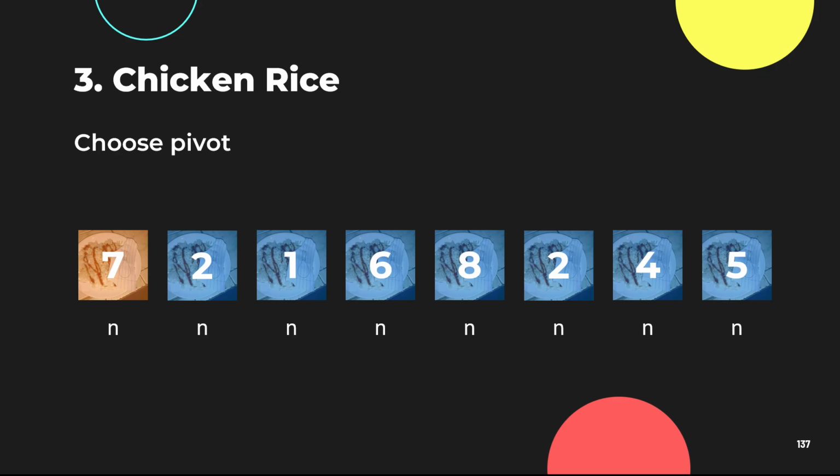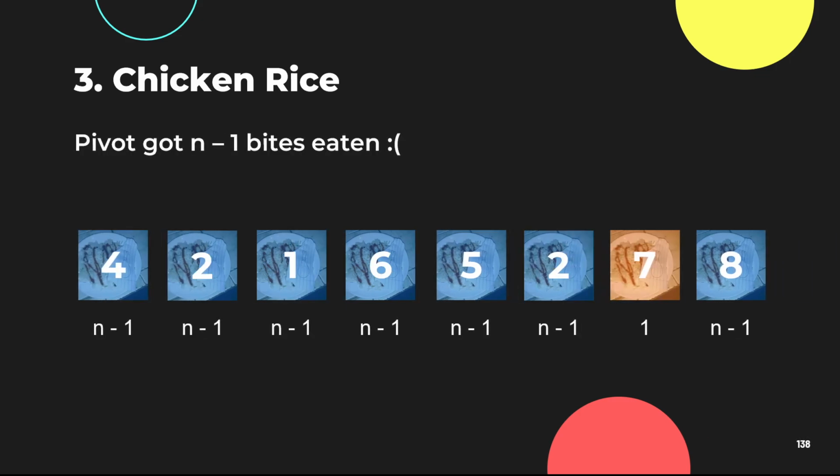So I choose a pivot here, then I compare and partition. But every time I partition, this pivot will get n-1 bites eaten. Why? Because I will need to compare it to all the remaining chicken rice. Is this okay if the pivot got eaten? Why is it okay?